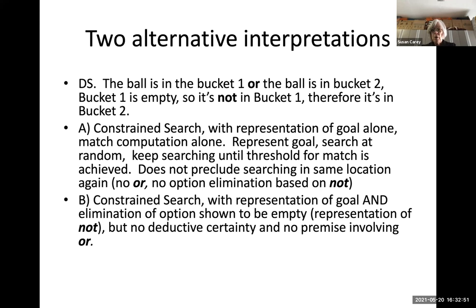And when an option is shown to be empty, representation of "or" or not, but no deductive, then you eliminate that option. And if there's only two options in this constrained search, you look there. So there would be no deductive certainty here because there was no premise involving "or," but you would at least succeed. Okay, so A is not consistent with success, but B is, right? If they consistently eliminate the option, there's at least not, I would think.